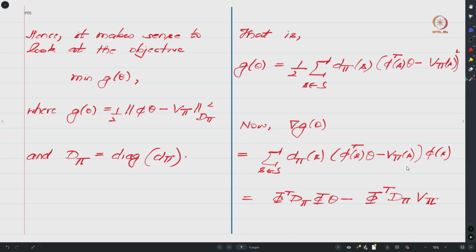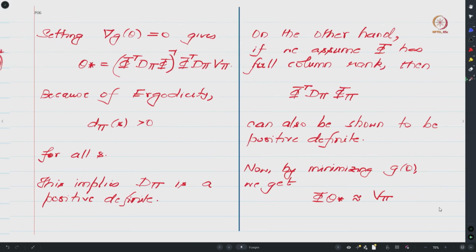So I have written it as is, and whatever expression multiplies theta, I will take its transpose and write it in this fashion. One can see that this expression is d dimensional in nature, and in compact form it can be written as phi transpose D pi phi theta minus phi transpose D pi v pi. So these quantities lead to this, and along with these quantities lead to something like this. This is some simple linear algebra and you can check it on your own.